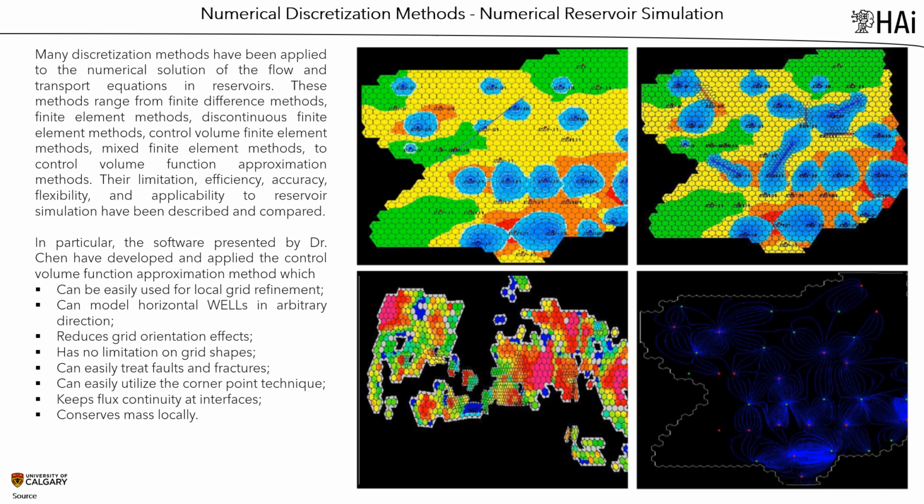Many discretization methods have been applied to the numerical solution of the flow and transport equations in reservoirs. These methods range from finite difference methods, finite element methods, discontinuous finite element methods, control volume finite element methods, mixed finite element methods, to control volume function approximation methods. Their limitation, efficiency, accuracy, flexibility, and applicability to reservoir simulation have been described and compared. In particular, the software presented by Dr. Chen has been developed and applied to the control volume function approximation method.